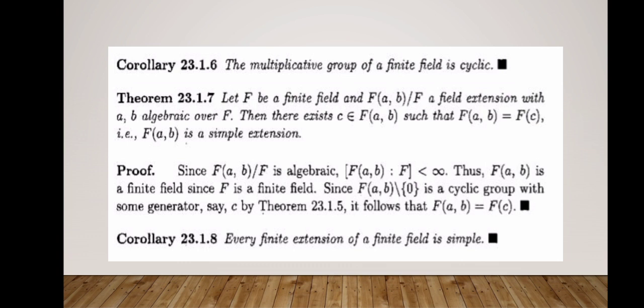Proof. Since F(a, b) over F is algebraic, then the degree of F(a, b) over F is less than infinity. Thus, F(a, b) is a finite field, since F is a finite field, and its multiplicative group is cyclic with some generator, say c, by Theorem 23.1.5. It follows that F(a, b) = F(c). So Corollary 23.1.8: every finite extension of a finite field is simple.